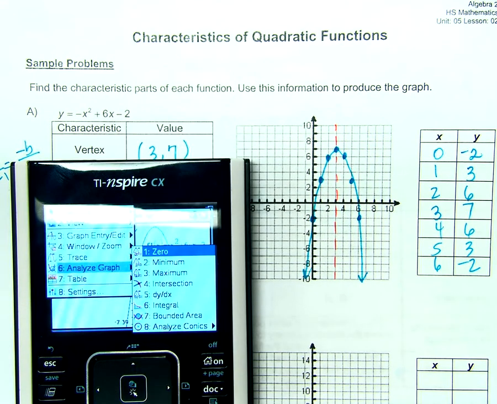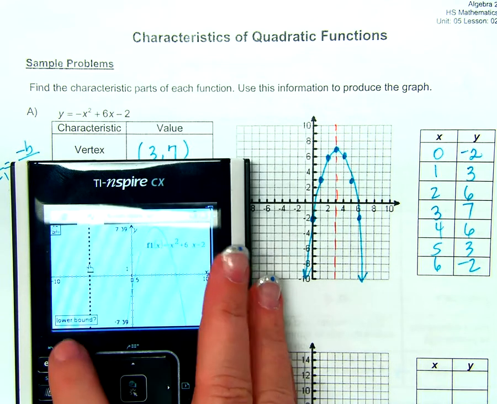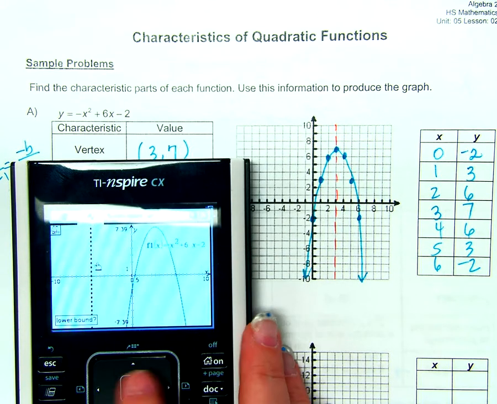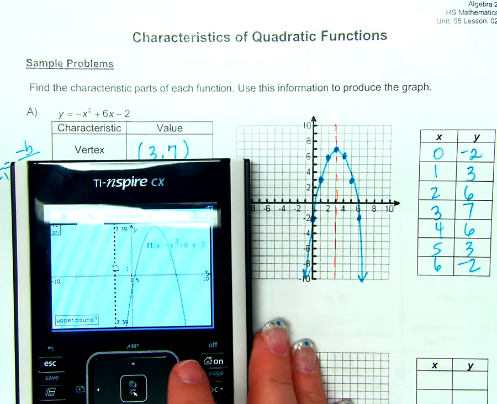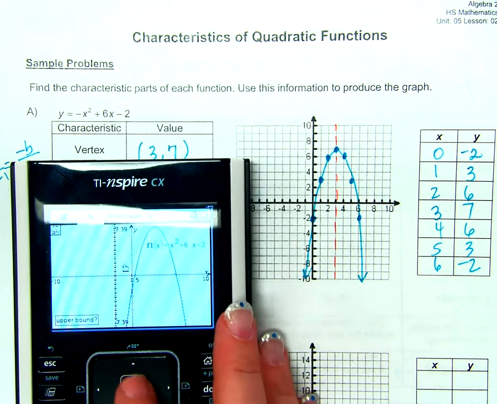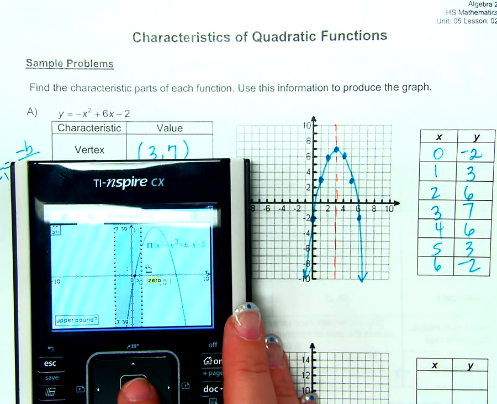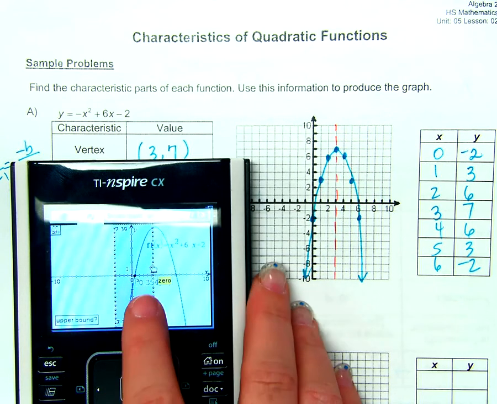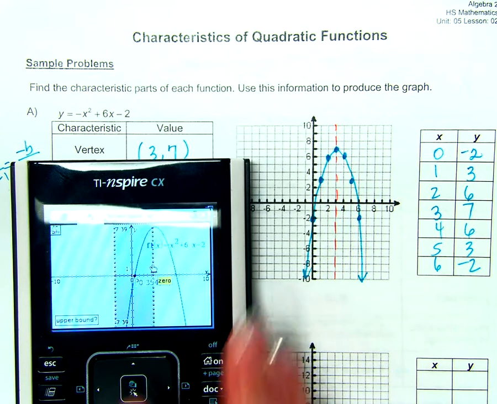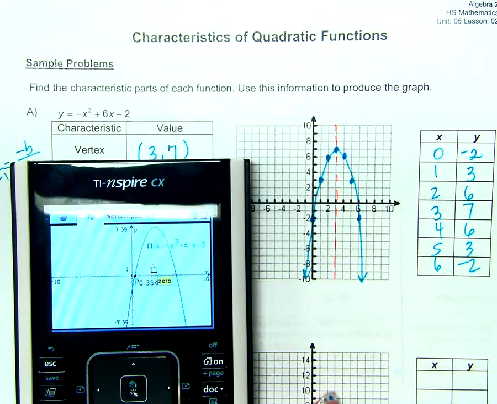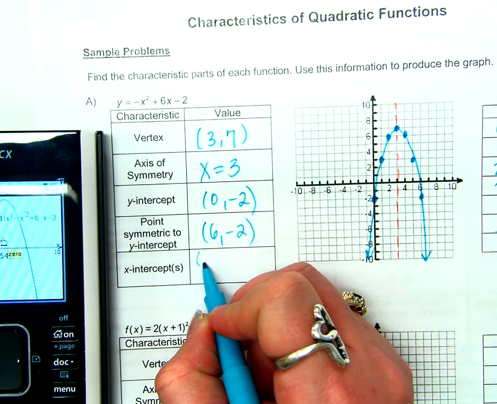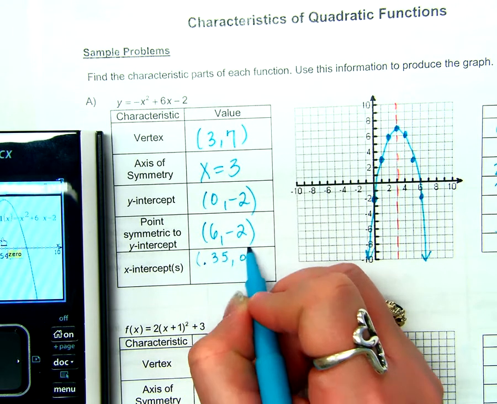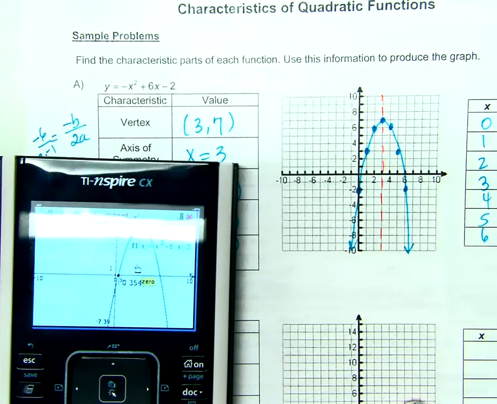Okay? So I'm going to choose number 1. Now, it's saying lower bound. I need to move this on the left-hand side. Anywhere on the left-hand side of that 0 is fine. I usually try to get it nearby. And then I click my middle button. And then it's saying upper bound. I need to move it on the right-hand side of that 0. And you'll notice as soon as I move it, it pops up, doesn't it? But when I click it, it tells me for sure. Okay? So my first x-intercept is 0.35, 0. Is that it?